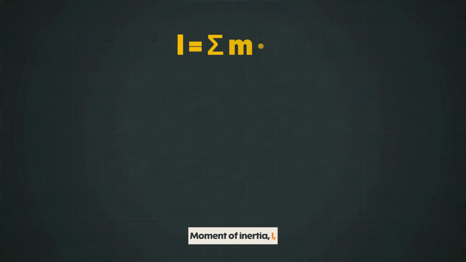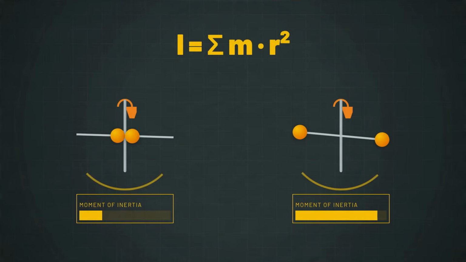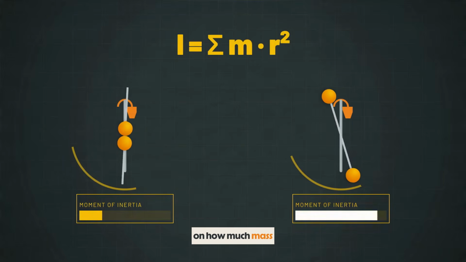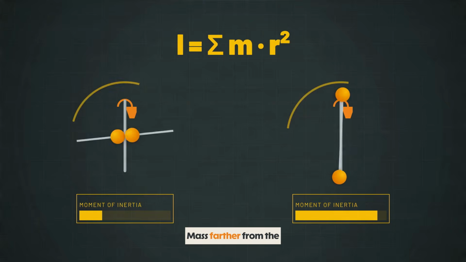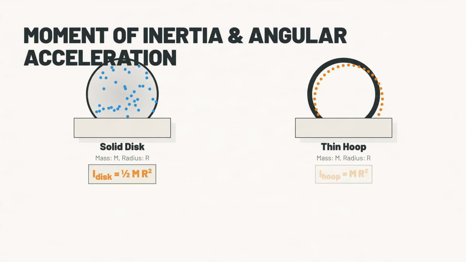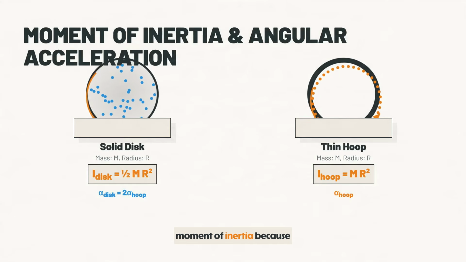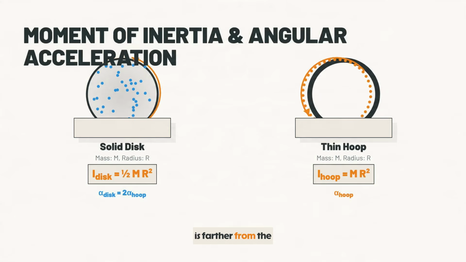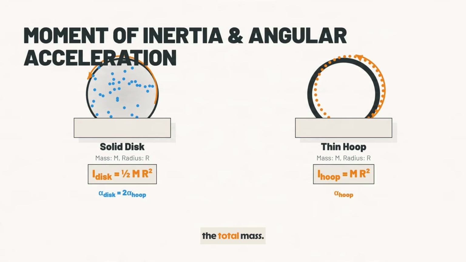Moment of inertia, I, measures how strongly an object resists changes in rotation. It depends not only on how much mass the object has, but where that mass sits. Mass farther from the axis contributes more because distance is squared. A solid disk and a thin hoop can have the same mass and radius, yet the hoop has the larger moment of inertia because more of its mass is farther from the axis. The distribution of mass matters as much as the total mass.